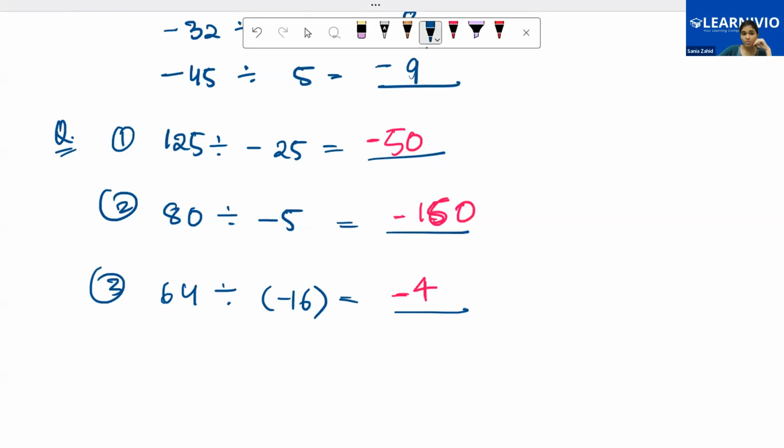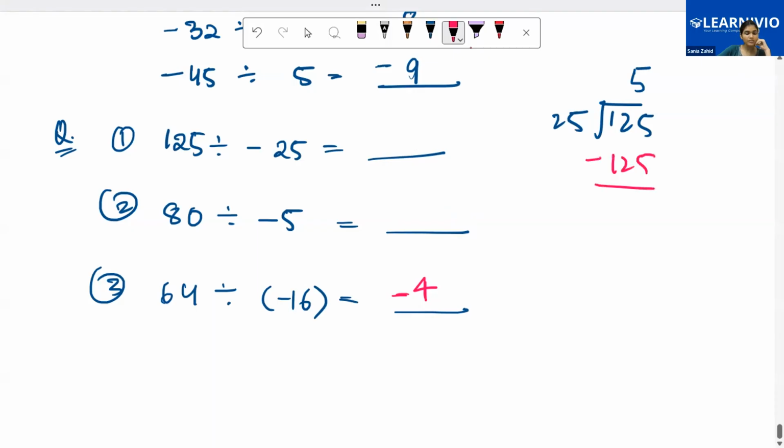Okay, let's check. First is 125 divided by 25. What will you get on 125 divided by 25? You'll get 5. Razan, how are you getting 50? It's very basic mathematics. You just have to divide the numbers. 25 into 5 is 125. You'll get 5, and the sign will be negative because one number is positive and this is negative.